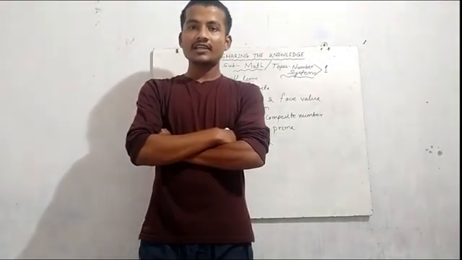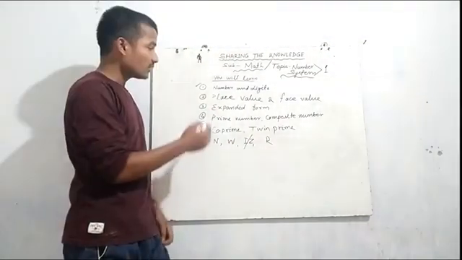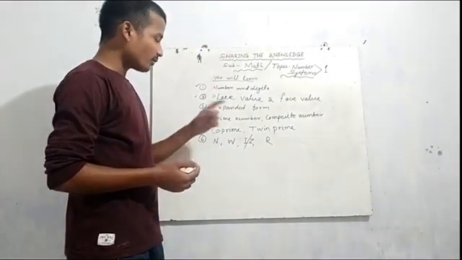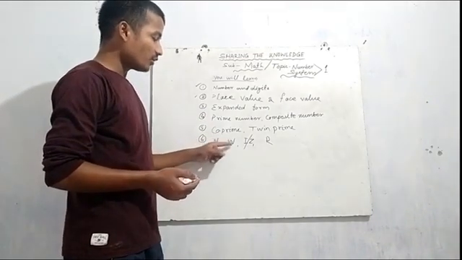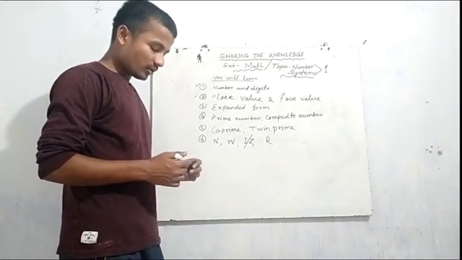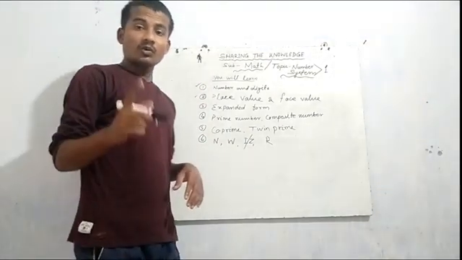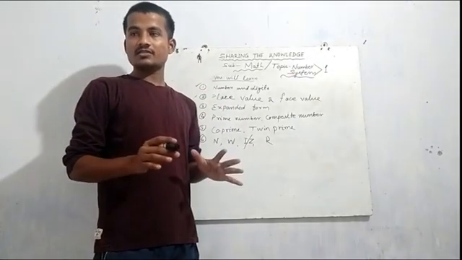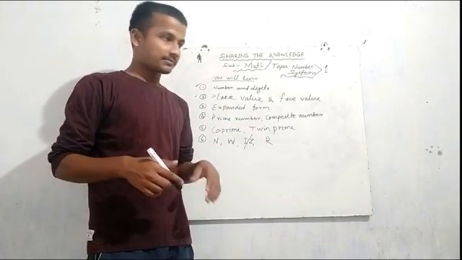In this class you will learn about number and digits, place value and face value, expanded form, prime number, composite number, co-prime number, twin primes, natural number, whole number, integer and rational number. First of all we will discuss it one by one. When you are not able to understand, please pause the video and watch the previous video. Okay, let's start.